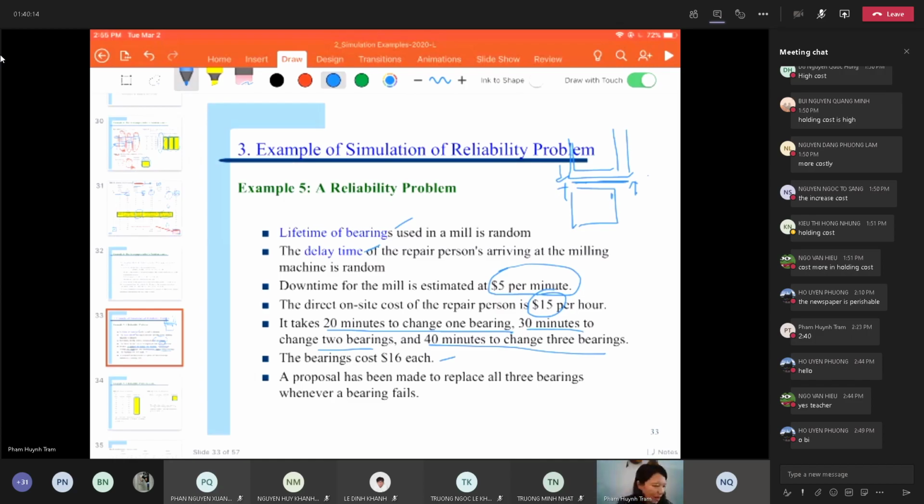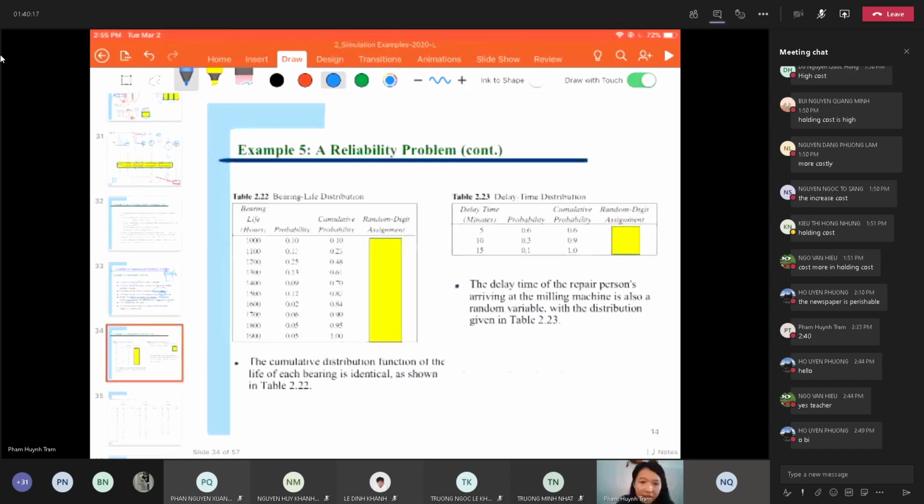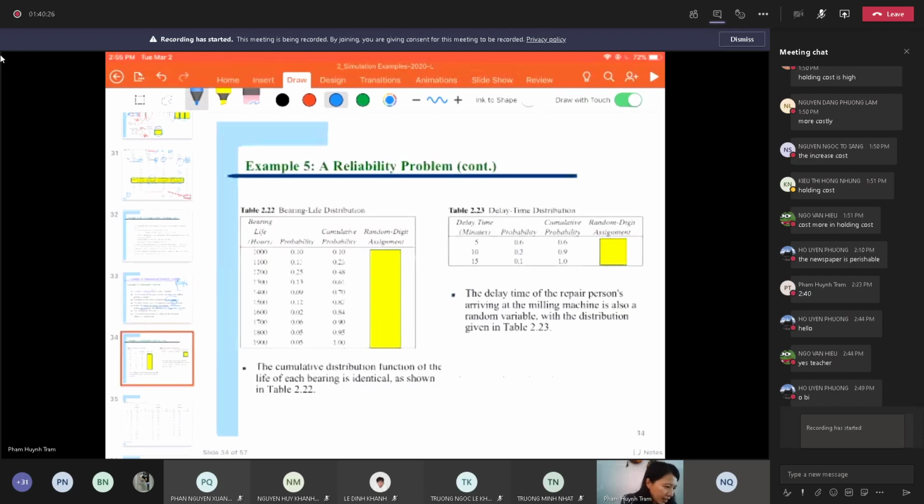Okay, so let's start. Now, this is the information related to the bearing life distribution and the delay time distribution. Again, from our historical data, we record the bearing life. It varies from 1,000 hours to 1,900 hours. Well, it varies a lot, right? And with different probability. So 10% out of all the bearings that we observe has a life of 1,000 hours.